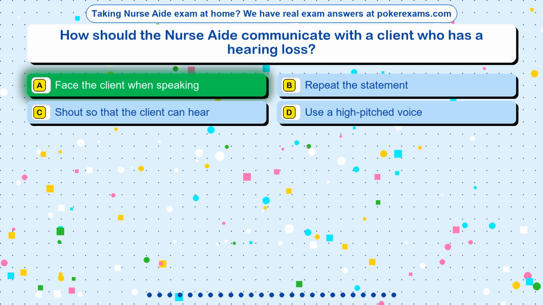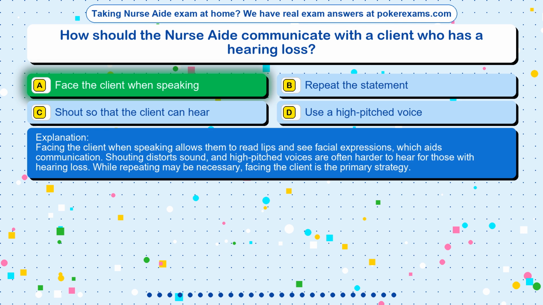The correct answer is option A. Face the client when speaking. Facing the client when speaking allows them to read lips and see facial expressions, which aids communication. Shouting distorts sound, and high-pitched voices are often harder to hear for those with hearing loss. While repeating may be necessary, facing the client is the primary strategy.